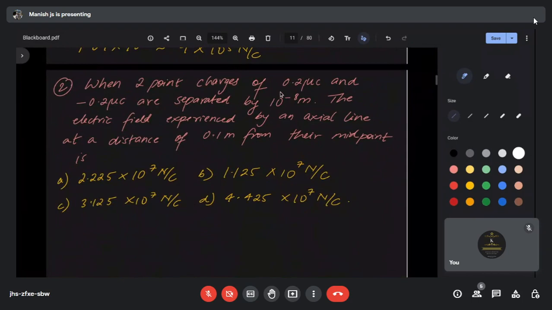Now you will have an idea how to approach the second question. So can you try the second question? Get me the answer. I'll give you 2 minutes time. You can try it. 4.45 into 10 power 7, sir. 4.45 into 10 power 7. No, that is not the answer.